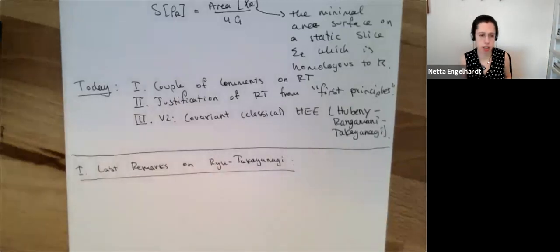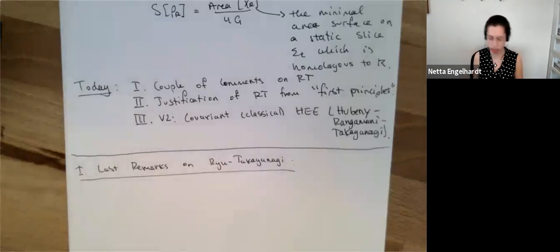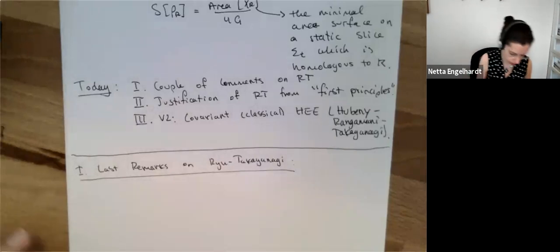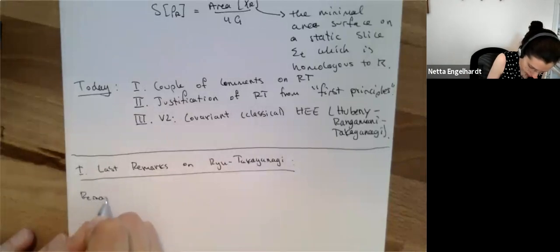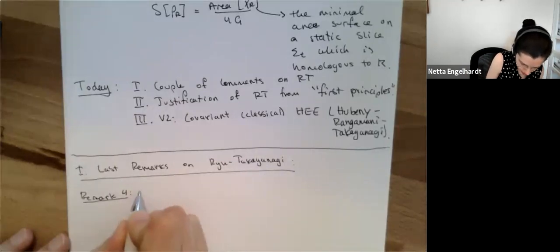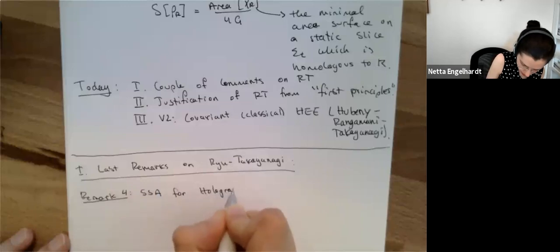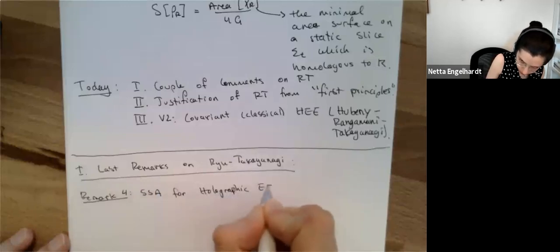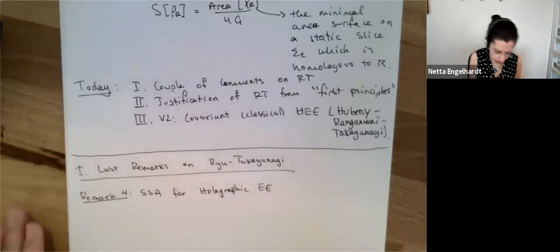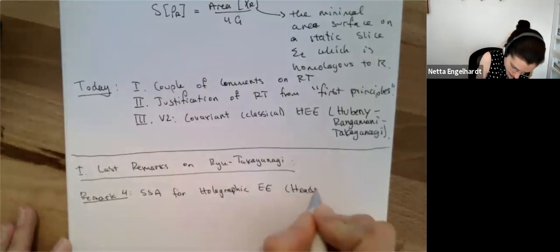Okay, so we need to prove strong subadditivity for this, right? Holographic entanglement entropy should satisfy all of the inequalities of ordinary von Neumann entropy, which means that it had better satisfy strong subadditivity. If you're counting from last time, this would be remark 4: strong subadditivity for holographic entanglement entropy. And this was proved by Headrick and Takayanagi.